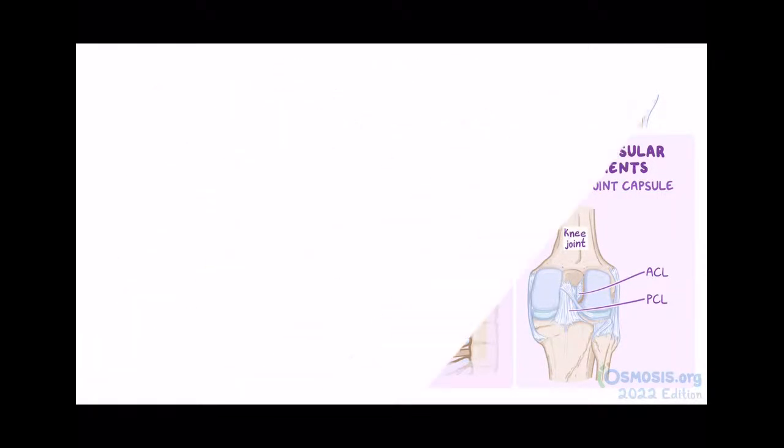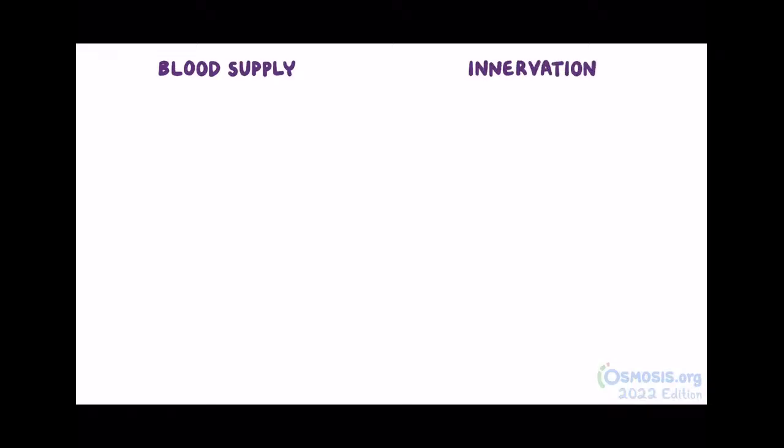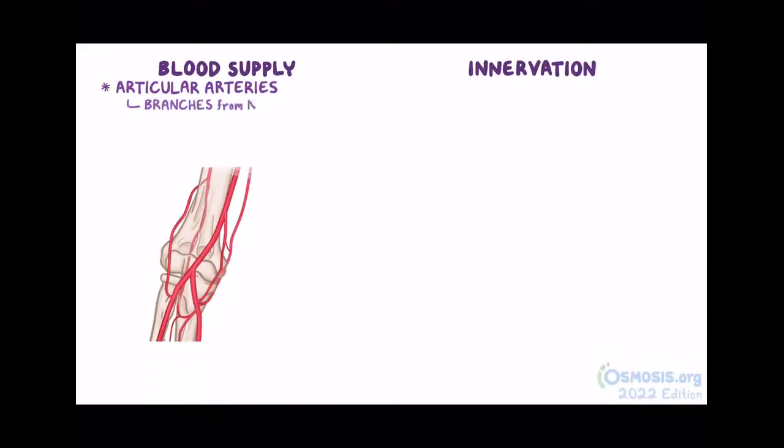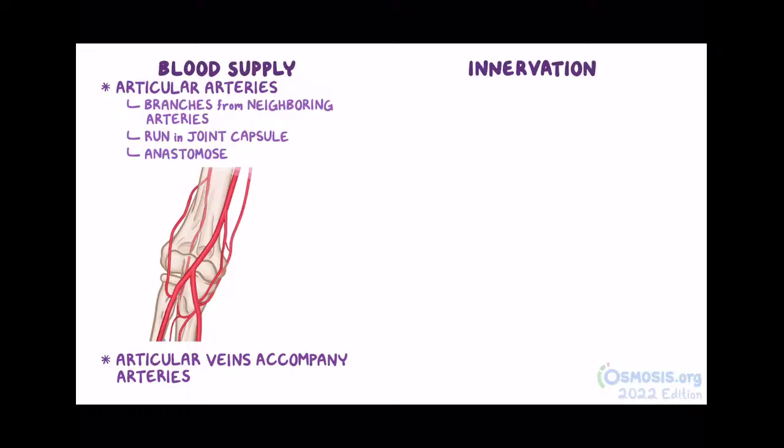Joints, like any other tissue, require blood supply and innervation. Their arterial supply comes from articular arteries, which are branches from neighboring arteries that run in the joint capsule and anastomose, or form network connections with each other in order to reach all parts of the joint. The waste is then removed from the joint by the articular veins, which accompany the arteries.